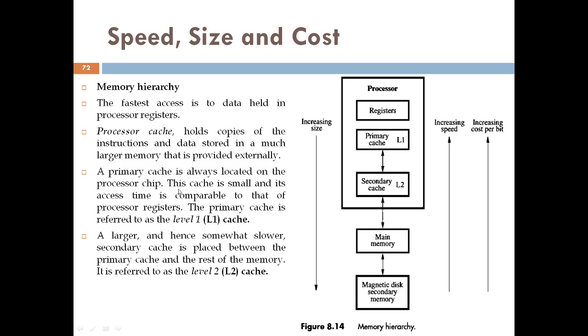So this is small and its access time is comparable to that of the processor registers. The primary cache is referred to as the level 1 cache. A larger and hence somewhat slower secondary cache is placed between the primary cache and the rest of the memory. It is referred to as level 2 cache.